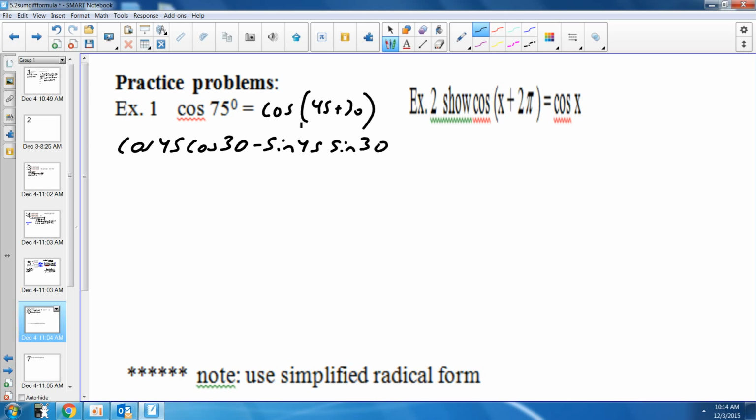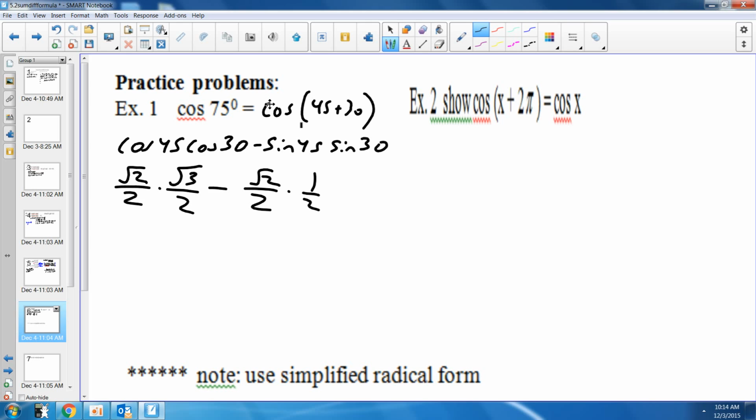Strictly using the identity, I go to my table and pull up those values. So I know cosine of 45 is radical 2 over 2. Cosine of 30 is radical 3 over 2. Notice it makes a difference which form I put that cosine 45 in, because now I can simplify it easier if I choose the right form. Sine 45 is going to be radical 2 over 2, and the sine of 30 is equal to 1/2.